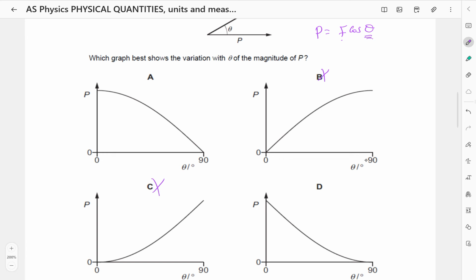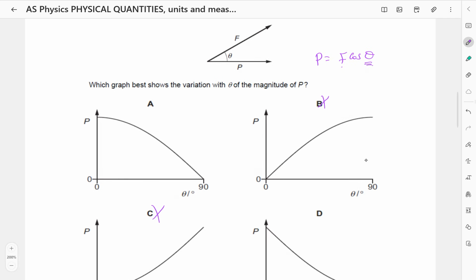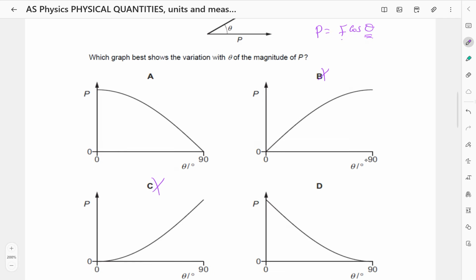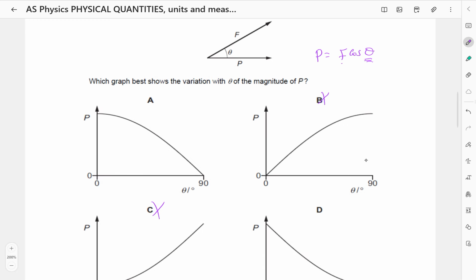When theta is 0, P is equal to F, so the graph starts on the y-axis. Then when theta is 90 degrees, P goes to 0 because cos 90 is 0. So both A and D are actually going to 0. However, we can check which one is the correct answer by checking any intermediate value such as cos 30 or cos 60, which is a half.